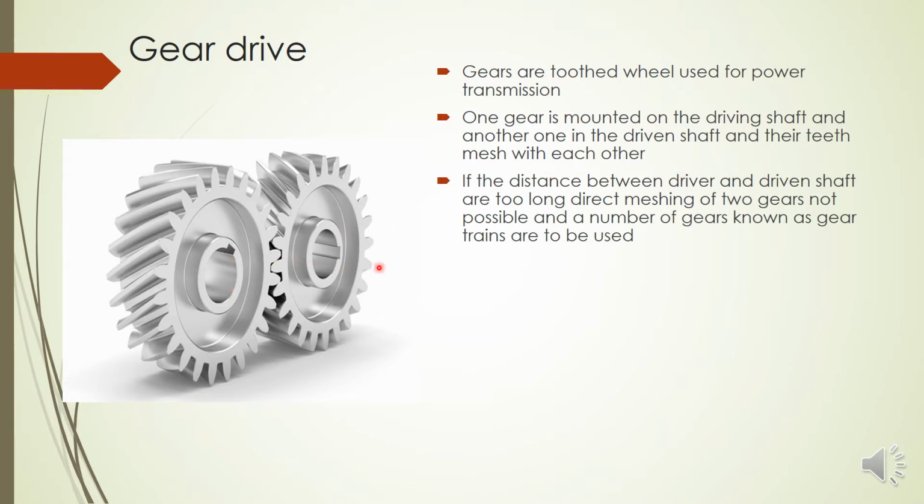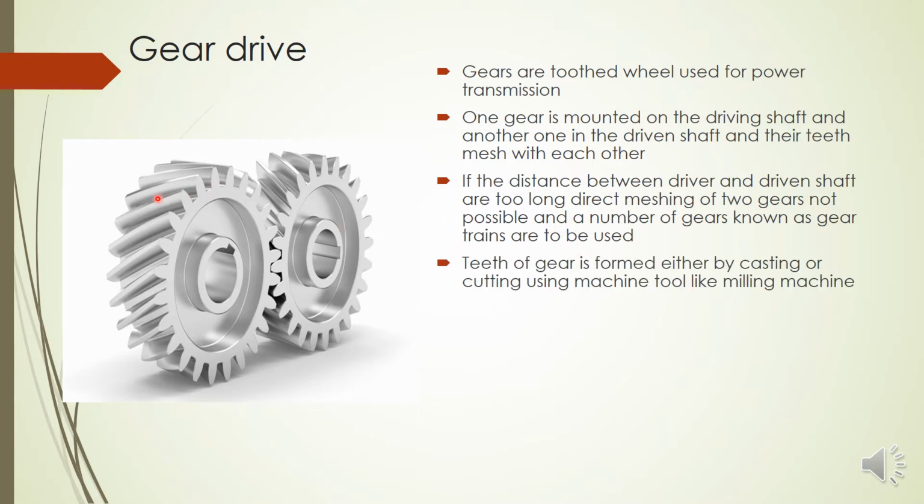Now if the distance between these two shafts is very large, suppose 3 meters or like that, we may not be able to use two gears. So in that case we have to use a number of gears known as gear trains. So if the distance between this driver shaft and driven shaft is too long, this direct meshing of two gears will not be possible, and we have to use a number of gears, and such an arrangement is known as gear train. So in the next session we will deal with the gear train separately.